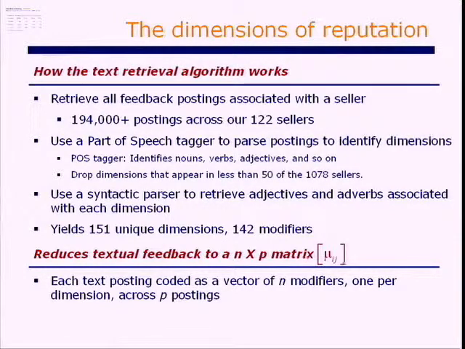So we end up with 151 unique dimensions and a pool of 142 modifiers that are associated with them. Clearly, not every dimension has all 142 modifiers associated with it, but there's some overlap. So what we do is we take this unstructured text, and it ends up being this matrix. You can think of every posting as having a particular. Let me give you an example actually.